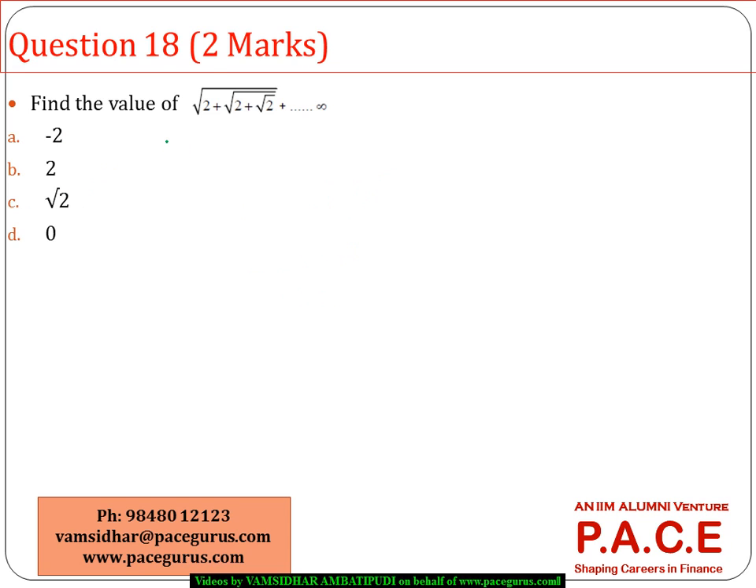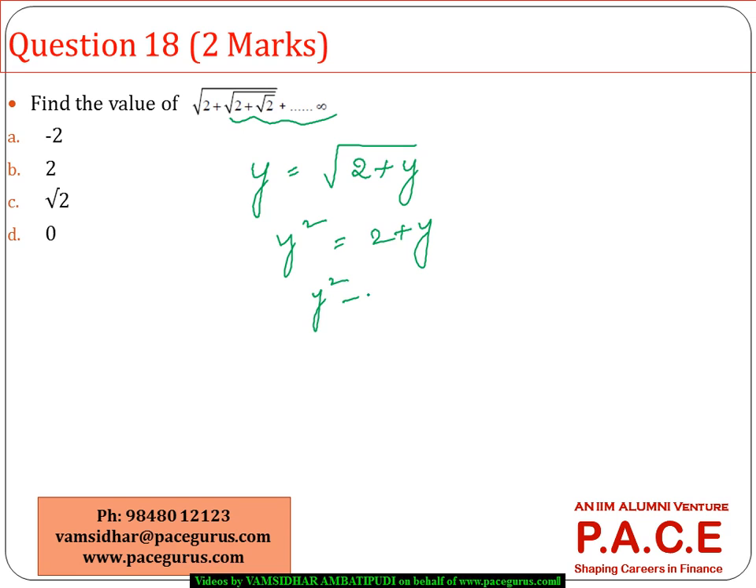Find the value of square root of 2 plus square root of 2 plus and so on up to infinite. These kind of questions, you can very well take them as, assume y equal to square root of 2 plus, again this is also an infinite, the same y, so you will take it always as y equal to square root of 2 plus y. So squaring, y squared equal to 2 plus y, y squared minus y minus 2 equal to 0, y minus 2 into y plus 1 equal to 0, y equal to 2 or minus 1.